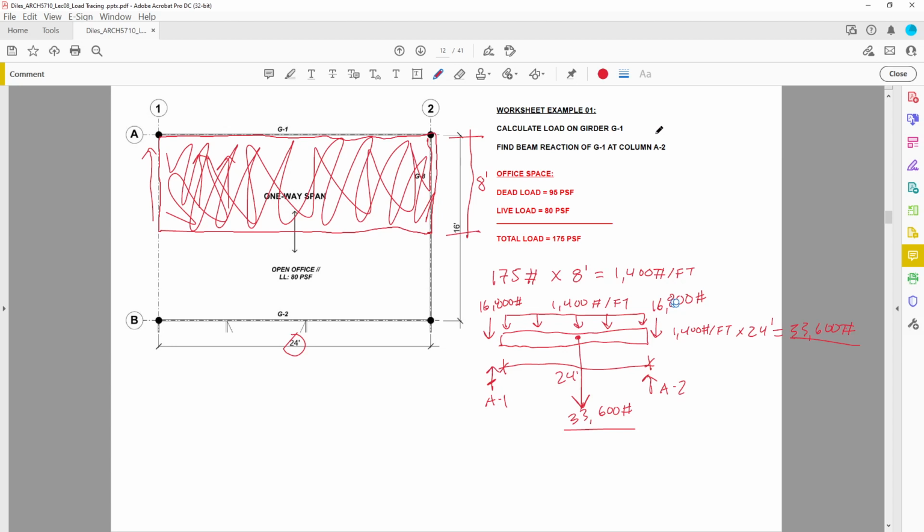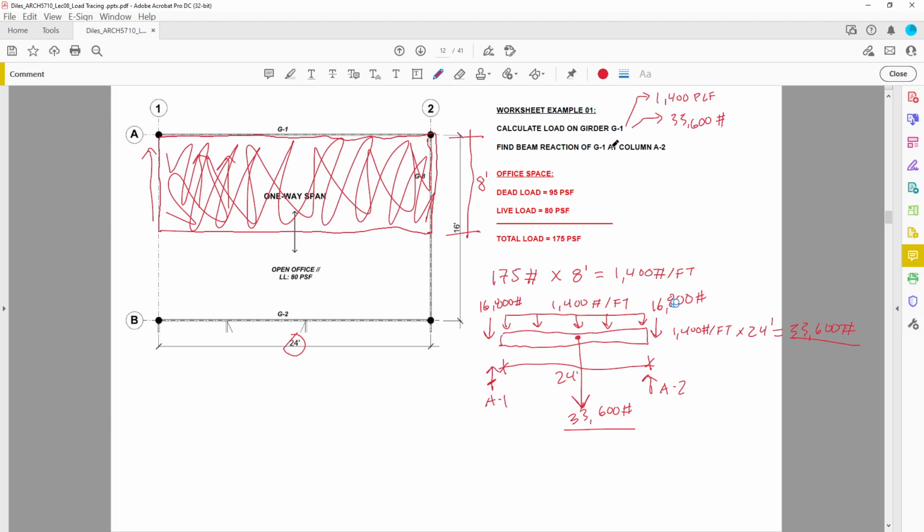So to answer the question, what is the load on girder G1? Well, we could say that it has a continuous load of 1,400 PLF, pounds per linear foot. Or we could say that it has a total load of 33,600 pounds. That's the total load.